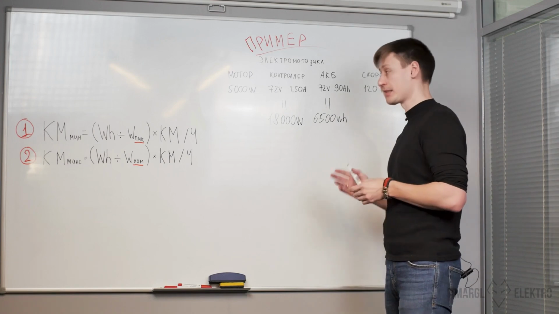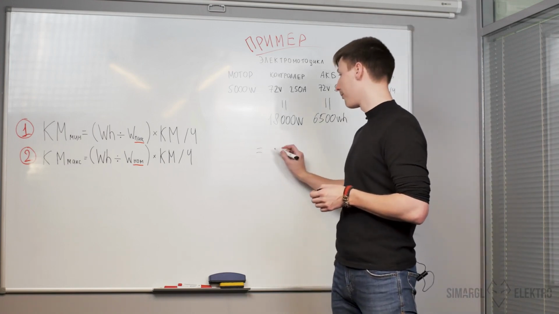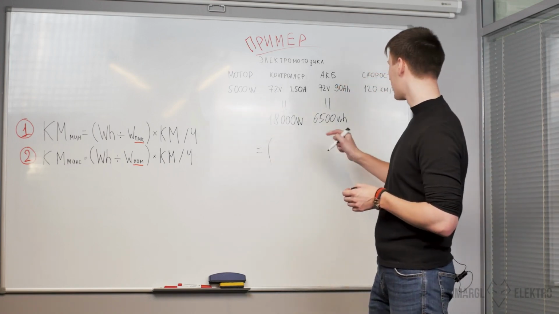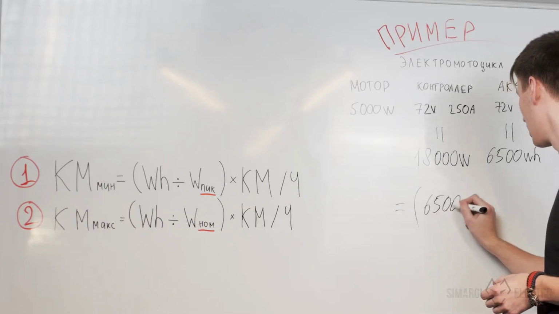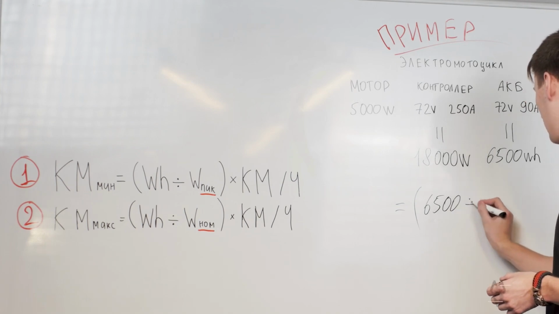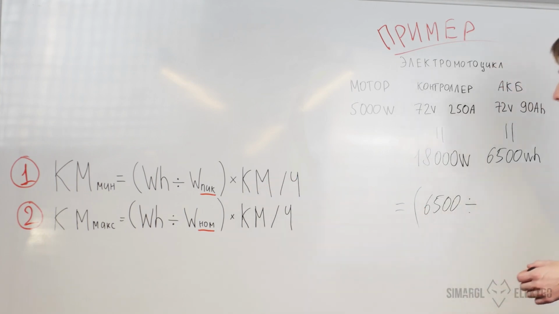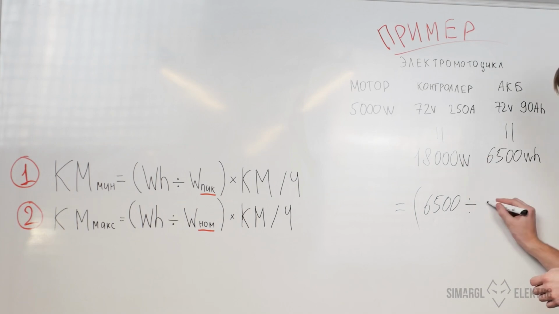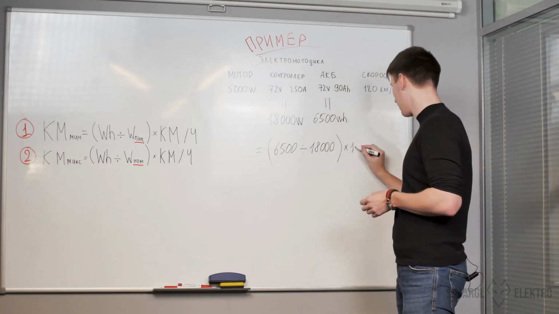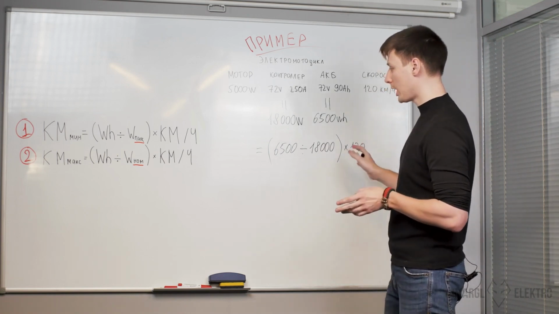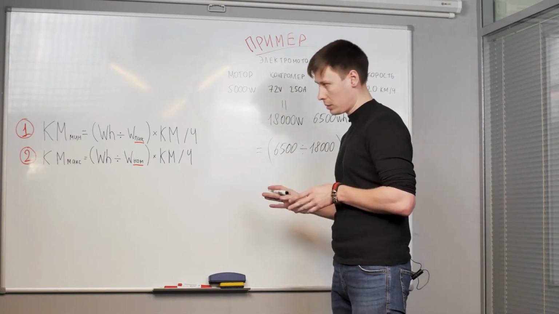So let's calculate the minimum range. What we have here is 6,500 watt-hours. First, we take that value and divide it by the peak motor power, which is 18 kilowatts. Then we multiply that result by the GPS speed, which is 120 kilometers per hour. Consequently, we arrive at a total of approximately 43 kilometers.